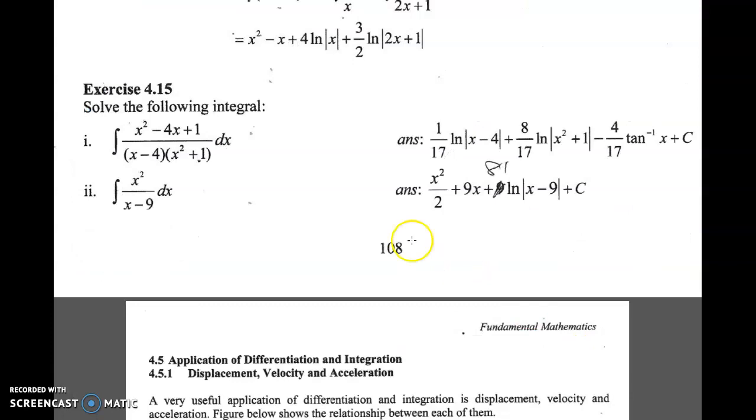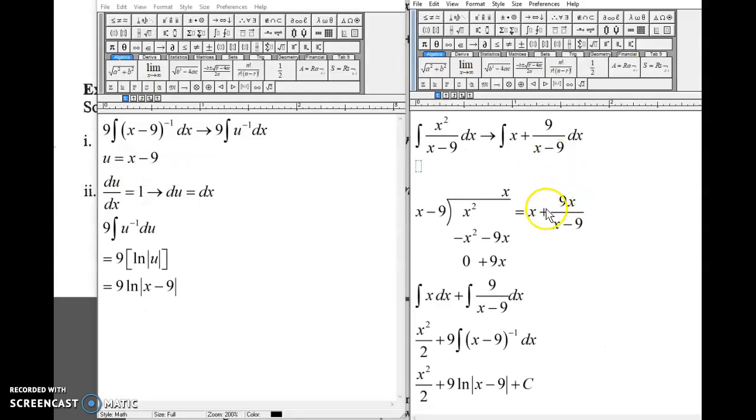For the next one, first we'll see that this is x squared over x minus 9. x minus 9 is an improper function. So of course you need to make it proper first, right? By conducting long division. Alright, and the long division gives me this. I have the proper function.